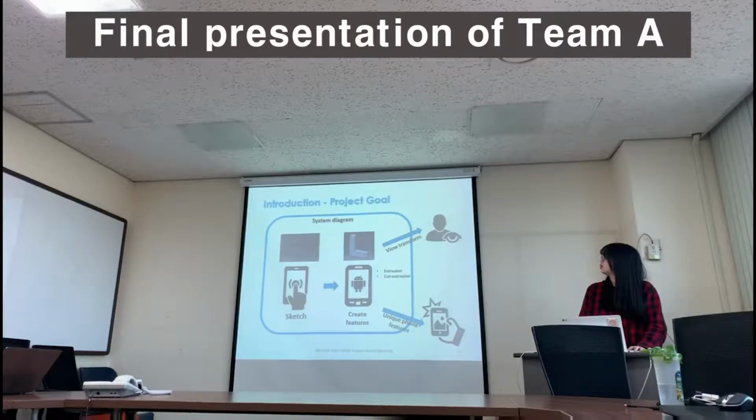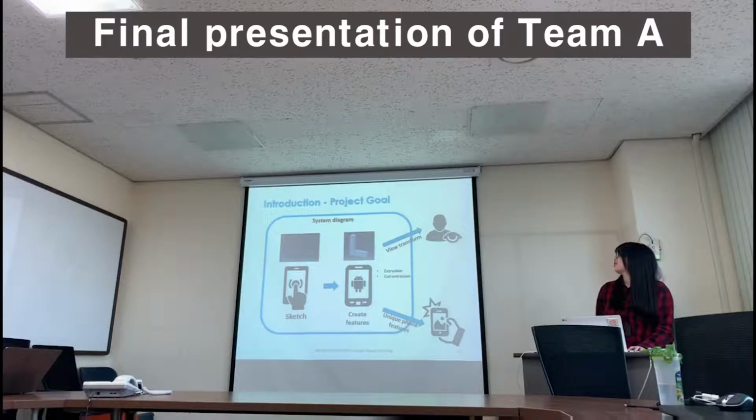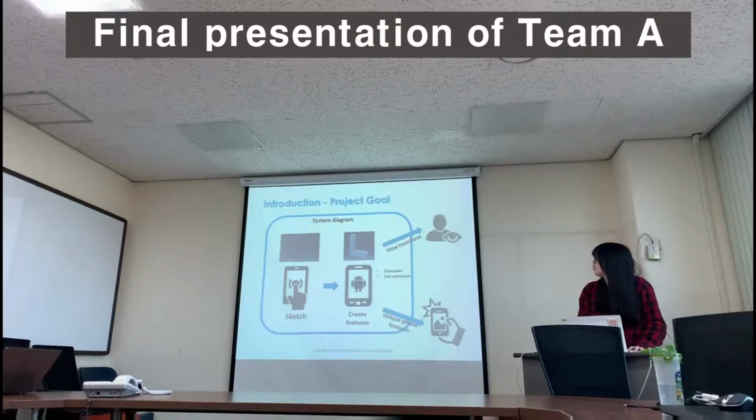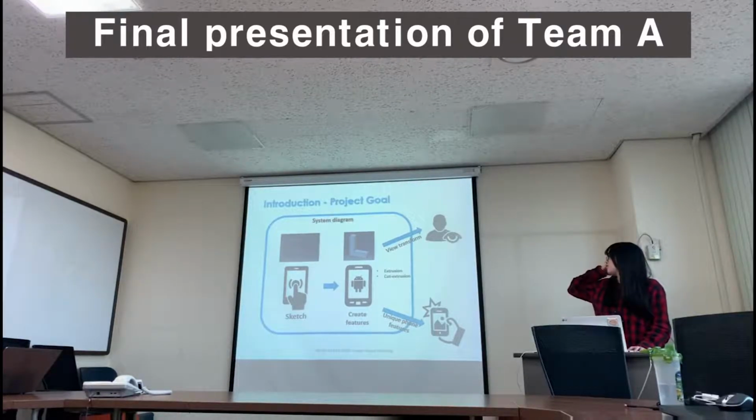And this is the whole diagram. This is the diagram of the whole system. So the order is sketch and creating feature, and additional functions are view transform and uniform features.